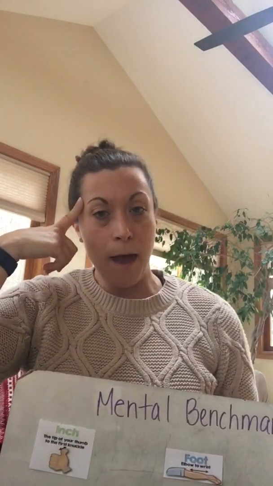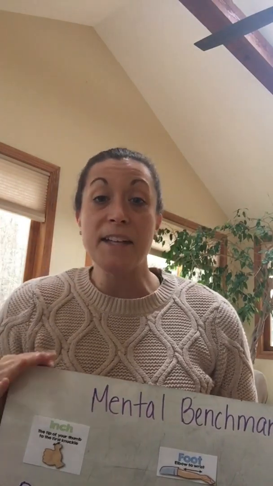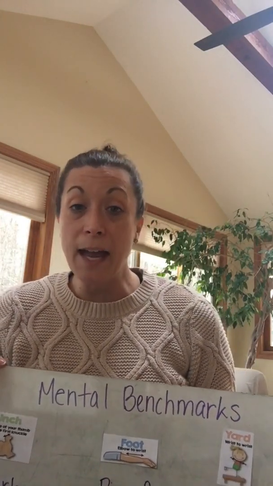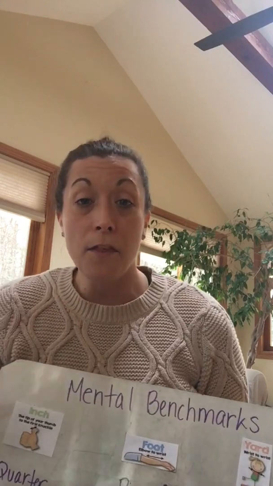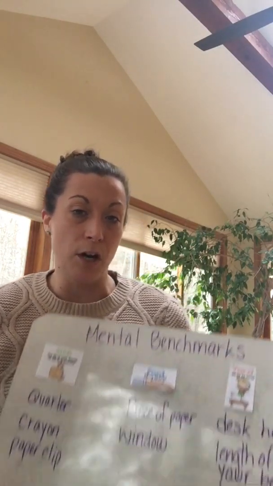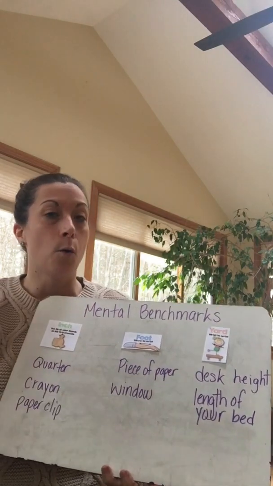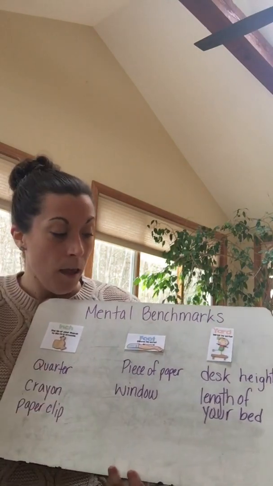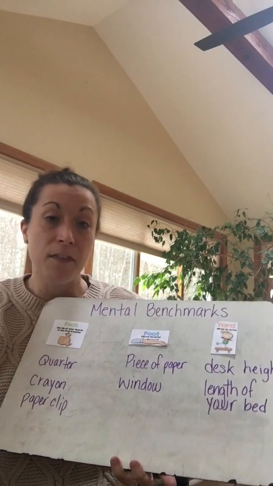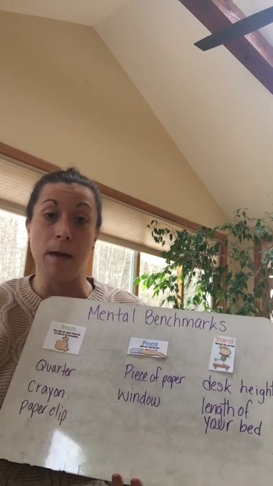So from wrist to wrist, if you extended your arms out, that length all the way across, that's about a yard. So if I picture that mentally, I can estimate the length or the height of different objects. Other objects that are about a yard are maybe the height of your desk or your kitchen table, or maybe the length of your bed or the height of your bed.